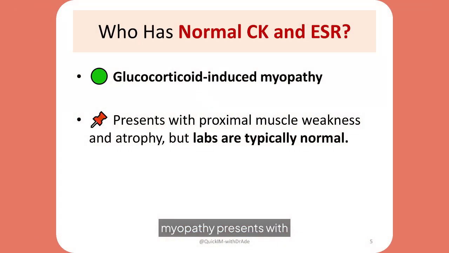Glucocorticoid-induced myopathy presents with normal CK and ESR levels. It is characterized by proximal muscle weakness and atrophy, typically without pain. This condition is distinguished by normal lab findings, despite clinical symptoms. Next, we will look at these high-yield myopathies in detail.